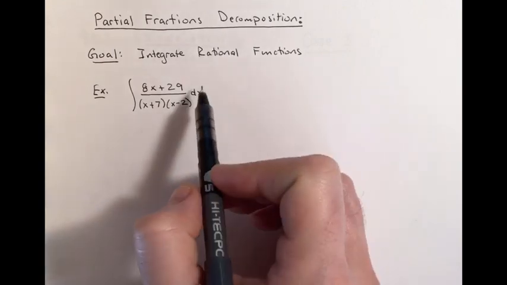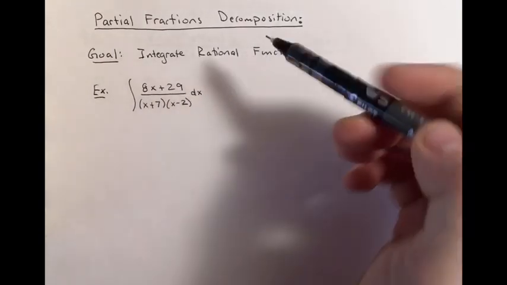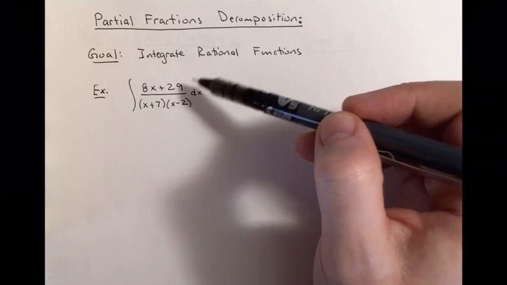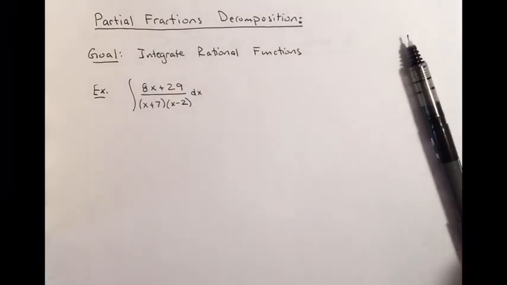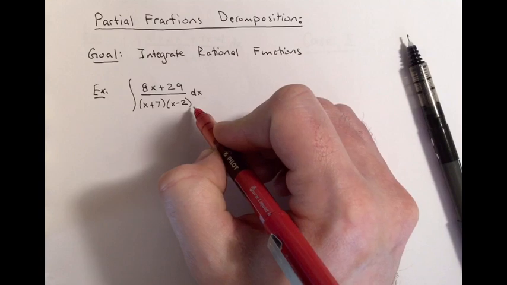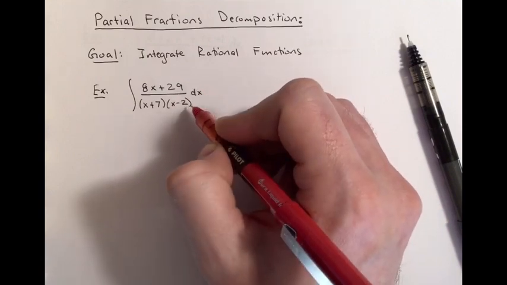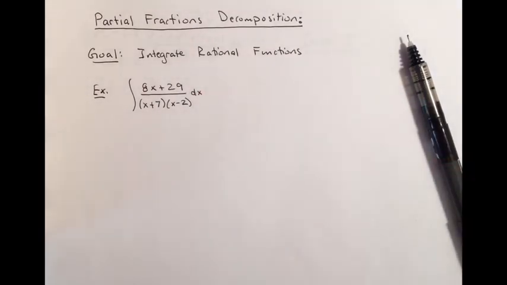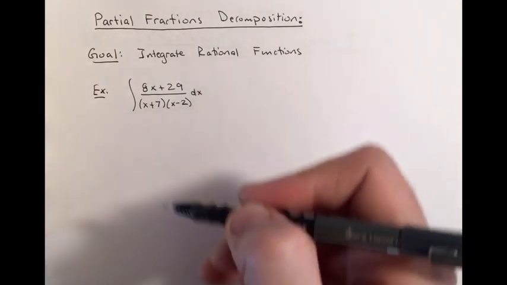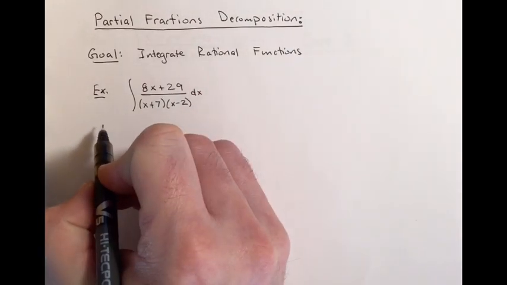So first, anytime we have a rational function like this, we check: do we need to do long division? We look here. The numerator in this case is degree 1. The denominator is degree 2. So the numerator has a smaller degree than the denominator. We don't need to do long division, so we can go right ahead and look at doing partial fractions.